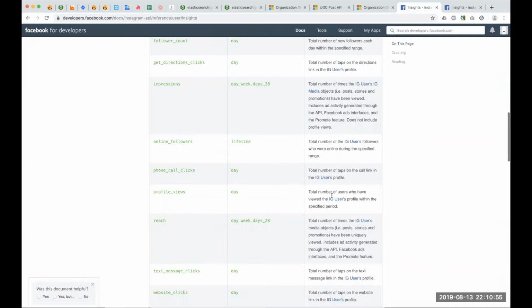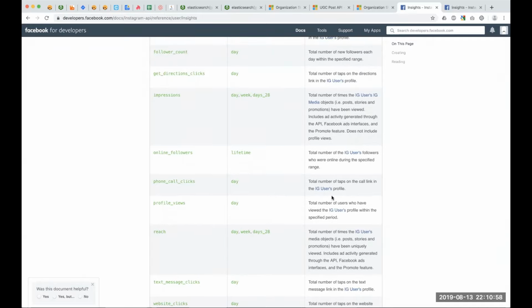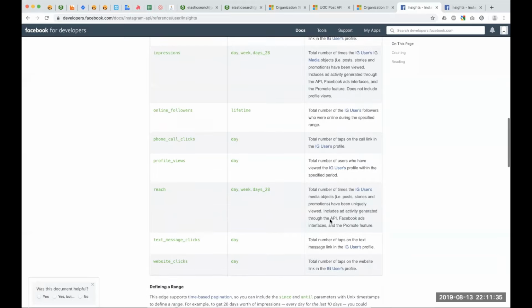So these two metrics are special because they come in day, week, or days 28. So what does this mean? That Instagram aggregates this data, and for instance, if I'm asking for the impressions for today, it will tell me, okay, all of your posts and stories and promotions have been viewed today 50 times. And if I'm asking for 7 days, at the end of the week, they're gonna tell me, okay, 300 times.